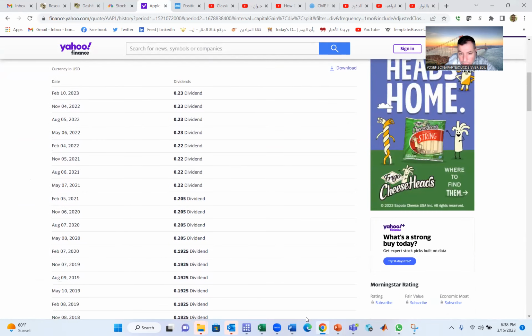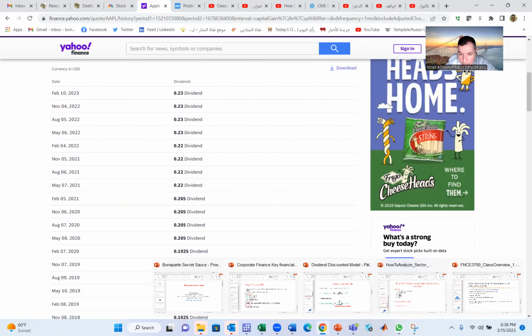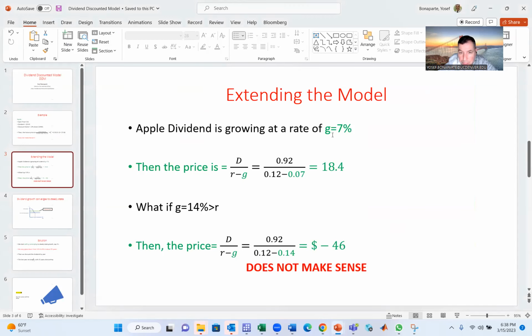So we can calculate the growth for Apple. We'll do that later. But if the growth is above the discount factor for Apple, then 0.92 divided by 0.12 minus 0.14 means the price of Apple is negative 46, and that cannot be. A company cannot have a negative price. The worst case scenario is 0. The company goes bankrupt, then the share goes to 0.